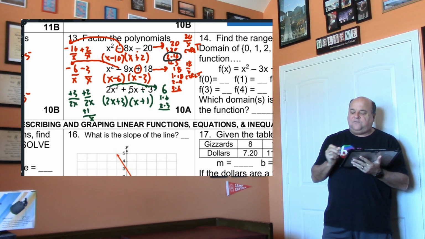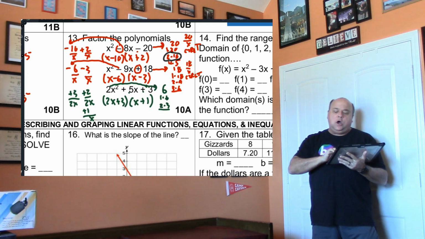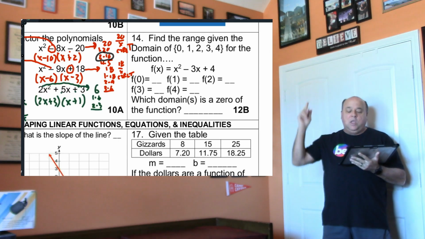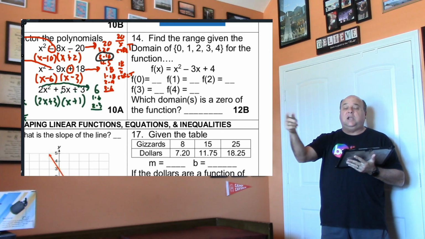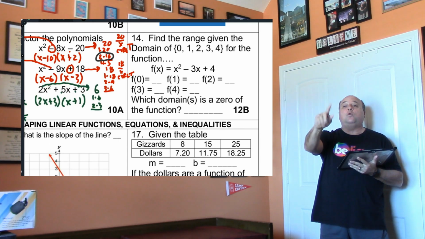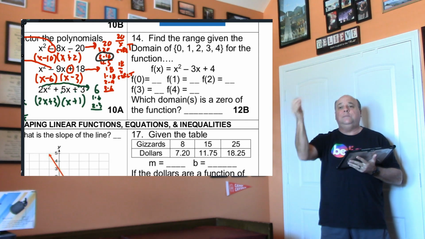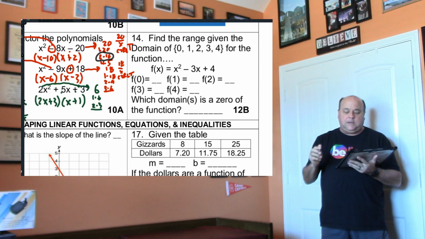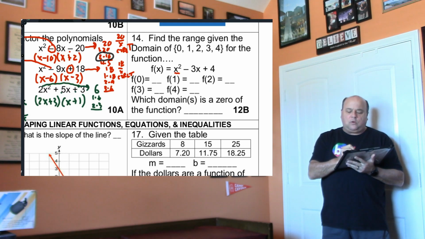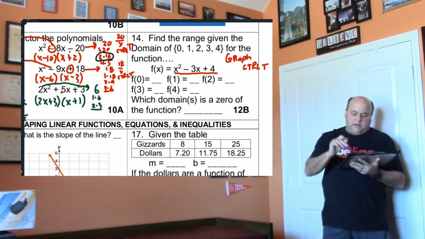Fun. Continuing on, number 14. We're going to find the range given the domain. This is a quadratic function. This week you will start graphing these and labeling the parts of that graph, okay? So we're going to graph this and then hit Control T. So let's go and graph it.